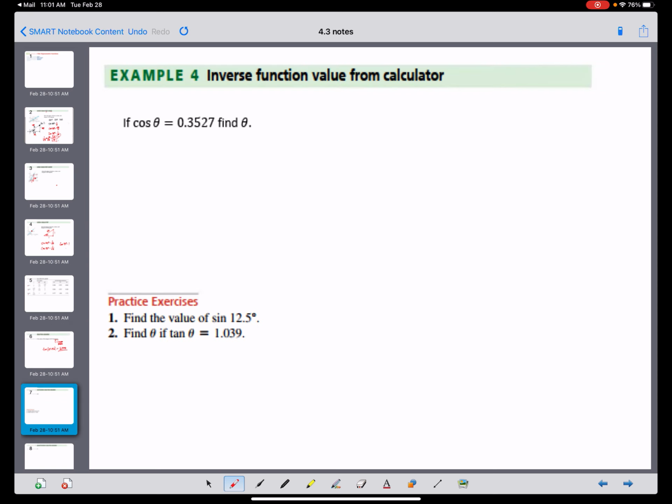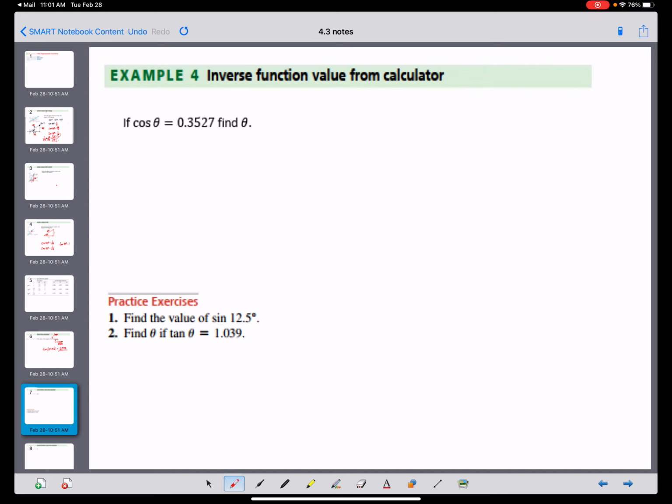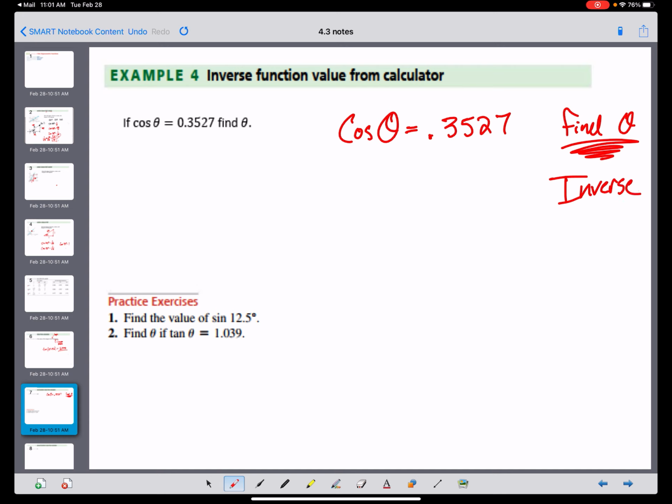Notice here, it's saying find our angle. So in this last problem, they gave us the angle. Right here, we have the angle. It's in degrees, right? But in this new problem, they're saying, hey, cosine of some angle is equal to 0.3527. Find the angle. Now, anytime you have to find an angle, that indicates that you're going to be using an inverse function.